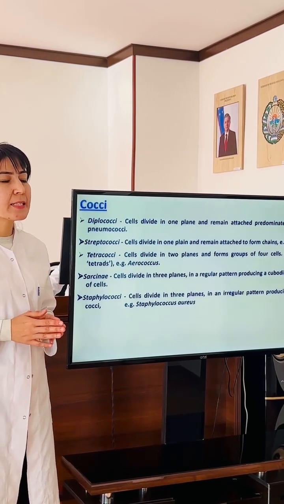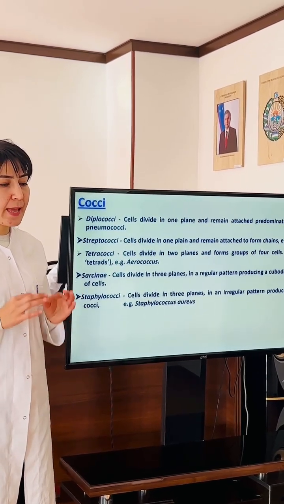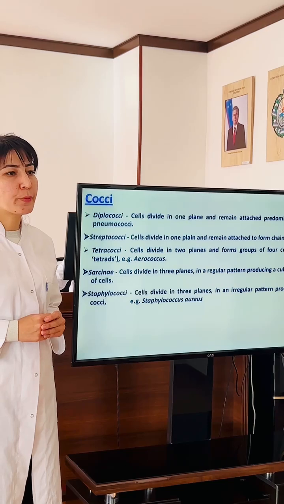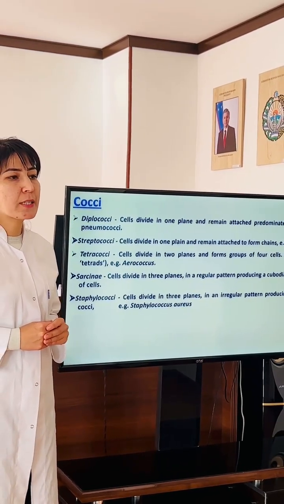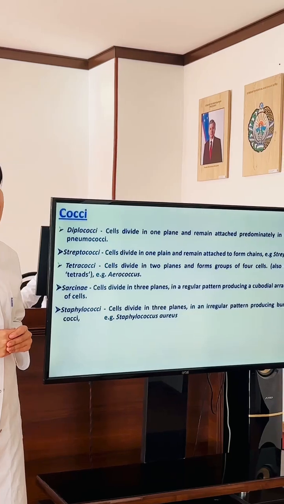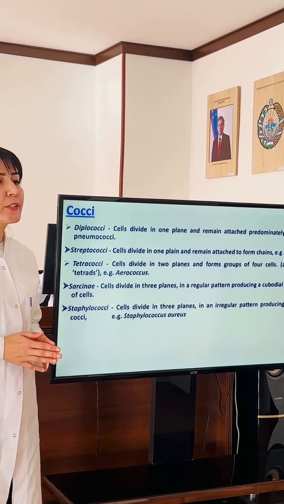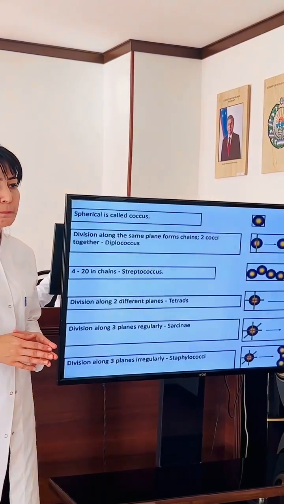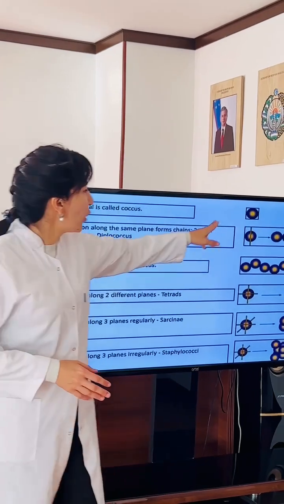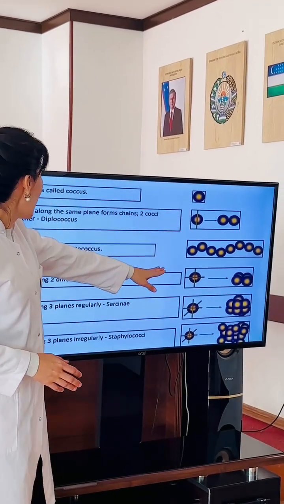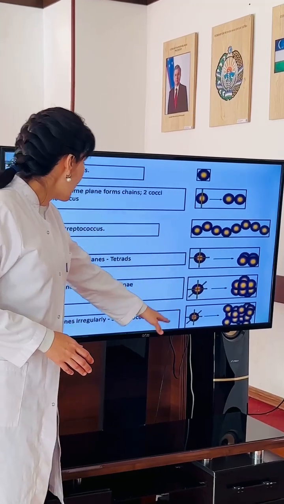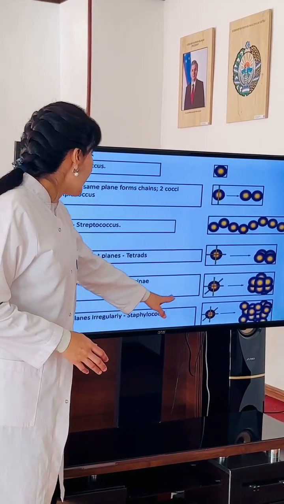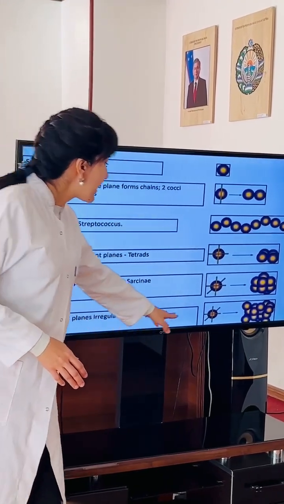Sarcinae cells divide in 3 planes in a regular pattern, producing a cuboidal arrangement, and Staphylococcus cells divide in 3 planes in an irregular pattern, producing bunches of cocci. Here we can see Monococcus, Diplococcus, and Streptococcus, and division along the Tetracoccus, and for example Sarcinae and Staphylococcus.